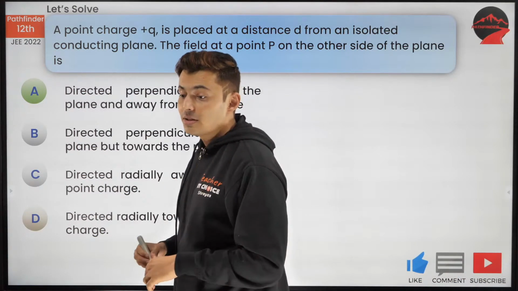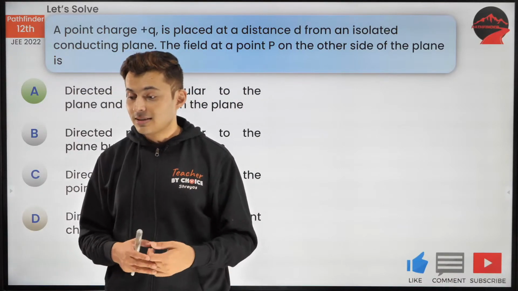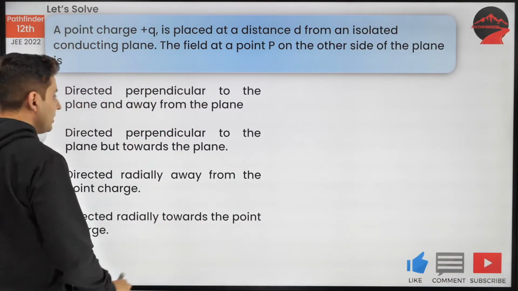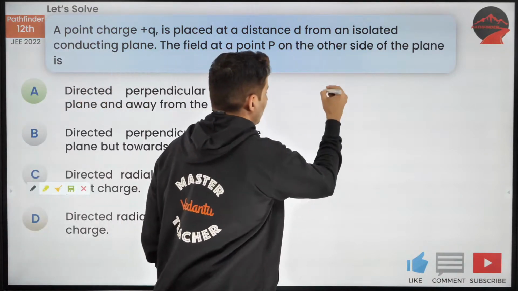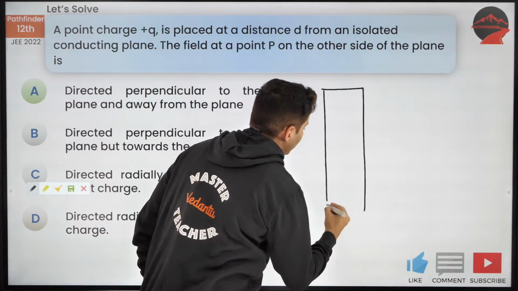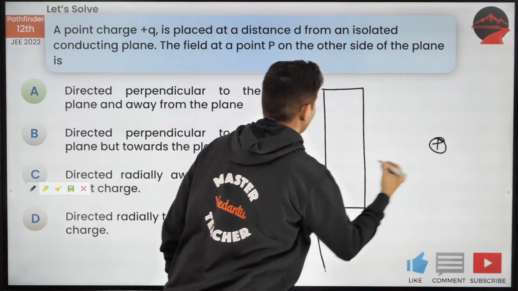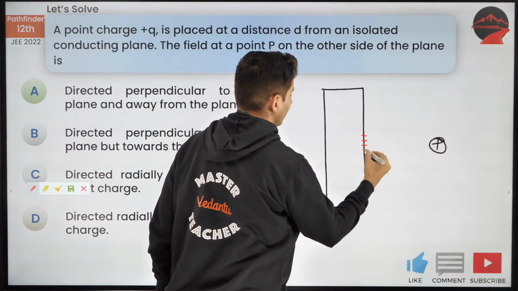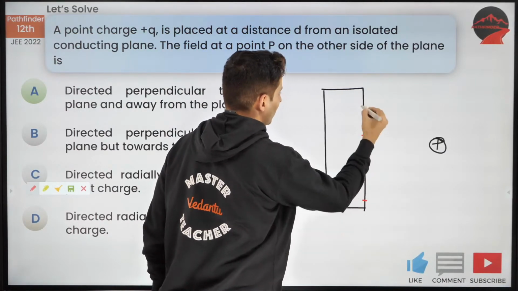Okay. Negative charge will induce electric field towards the plate. Yes, Aditya. So basically, understand this problem. See, this is the plate. This is the positive charge. Correct. So that negative charge will be here. Correct. That negative charge will be here.